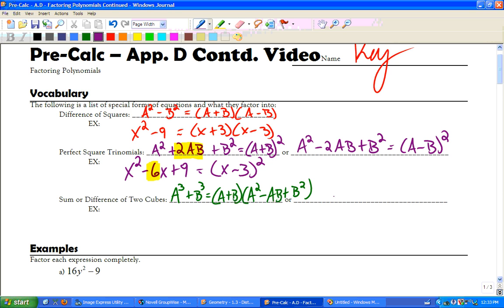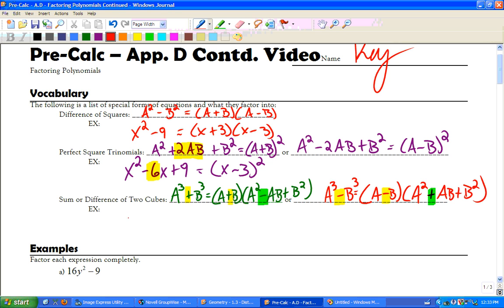The difference of cubes is just a tiny little variation. It's a cubed minus b cubed. We'll factor into a minus b times a squared plus ab plus b squared. Very, very tiny difference, very small. Basically, you can always match these up. And then the middle term is always opposite of that.